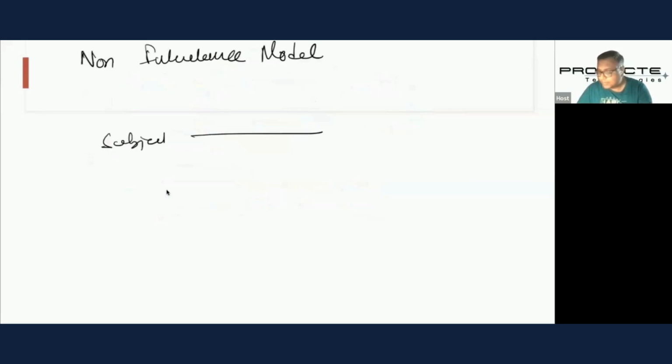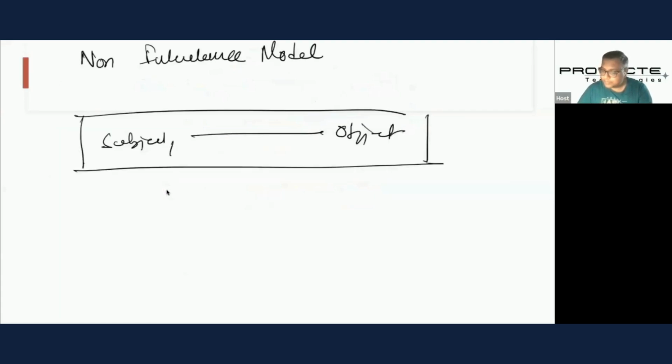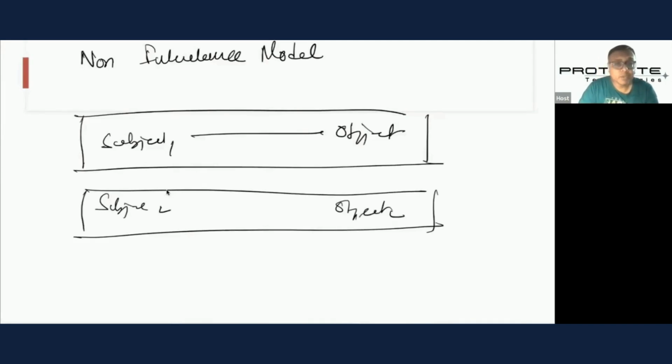There is something called the non-interference model. When a subject is accessing an object, it is doing so in its own domain. This is subject 1 accessing some object and subject 2 accessing another object, and they both are mutually exclusive. That means I am doing my job, you are doing your job, we both are not concerned with each other. Such kind of modeling is called a non-interference model.